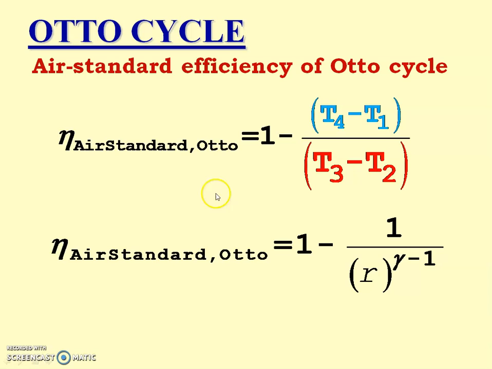And the efficiency of Otto cycle equation is 1 minus (T4 minus T1) divided by (T3 minus T2). That is the equation in terms of temperature. And another equation is 1 minus 1 upon r raised to gamma minus 1.